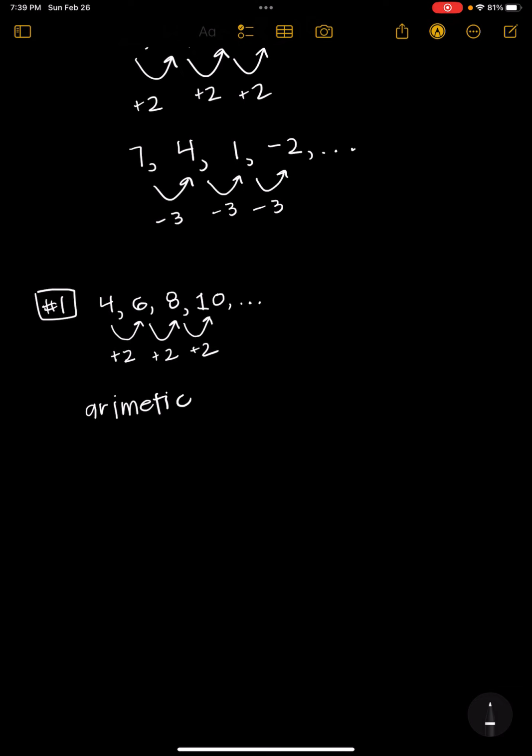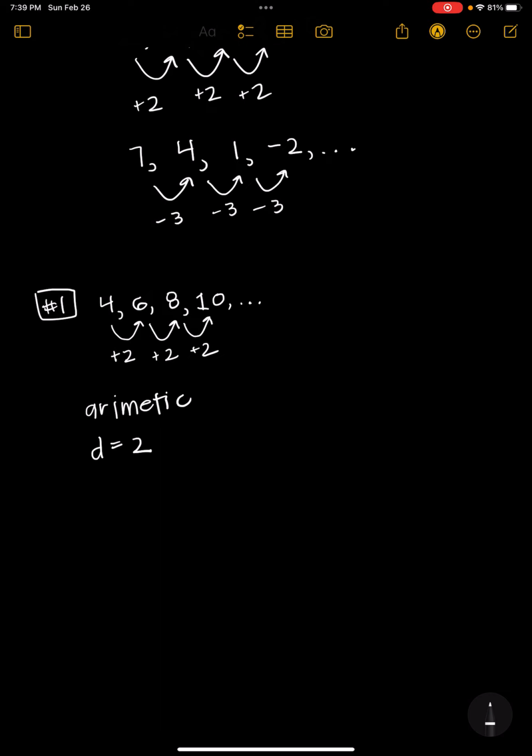So the next step of this example is to decide what the common difference is. The common difference is what you're adding or subtracting every time, which we've already done. We already know that we're adding 2 every time, so my common difference, which I can call just D, is equal to 2, because that's what I'm adding every time.